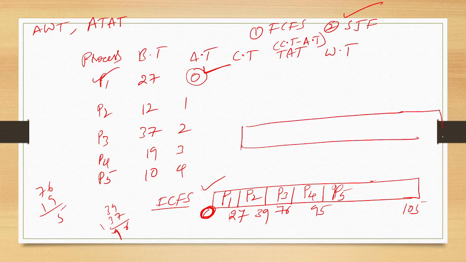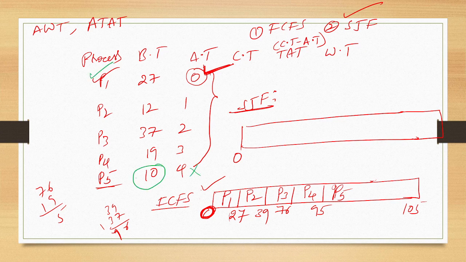In SJF, initially the CPU starts at 0 milliseconds. SJF means whichever has the shortest burst time will execute first. But here arrival time is also given, so we have to check the arrival time also. Actually P5 has the least burst time, but it did not come initially, right? That's why we have to allocate the CPU to P1. P1 will execute up to 27 milliseconds.